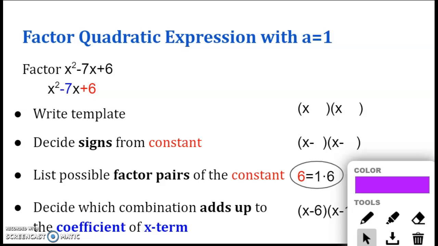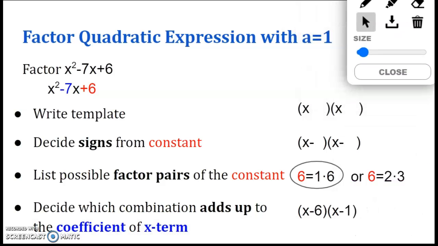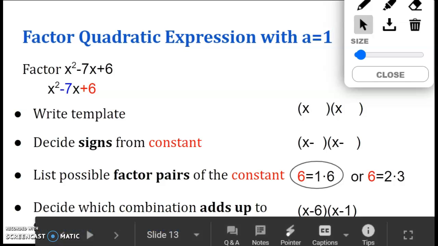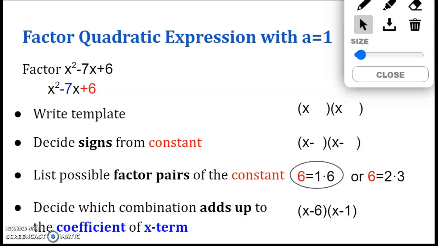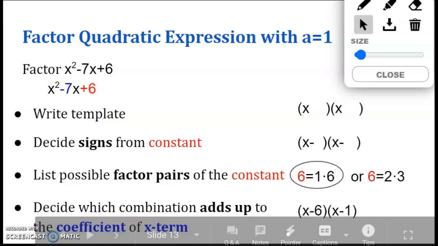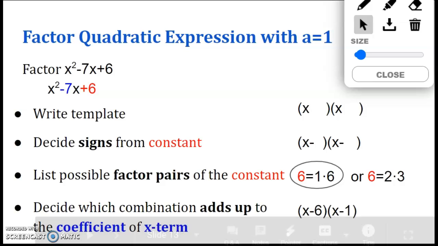Now you're going to list the possible combinations of the factors of 6. In this case, 6 is 2 times 3 or 1 times 6. So those are the two pairs that could go in. It has to be 1 and 6, because when you add them together, it's going to give you 7. We have figured out that it's negative 6 and negative 1, so you put 6 and 1 or 1 and 6, it does not matter.